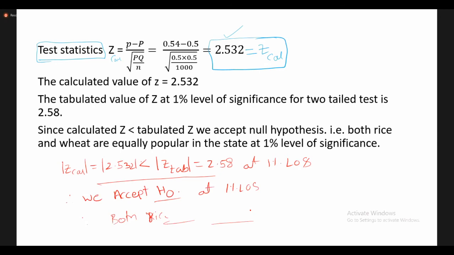Is that clear? All of you understood this problem? I hope all of you understood. Still, if you have any doubts, I will clarify your doubts. Otherwise, we'll move to next problem.